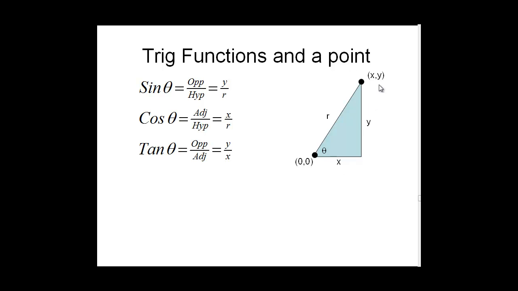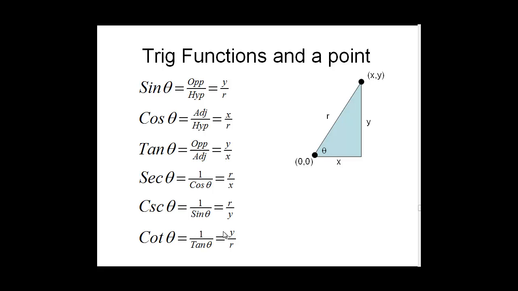So if they give you a point in space, you can just take the y value with the r value, and r, being generated by the Pythagorean theorem, is x squared plus y squared, and take the square root. Secant is cosine flipped over, r over x. Cosecant is sine flipped over, so r over y. And cotangent, that's a mistake. Cotangent is tangent flipped over, should be x over y, not y over r. So that's a mistake.